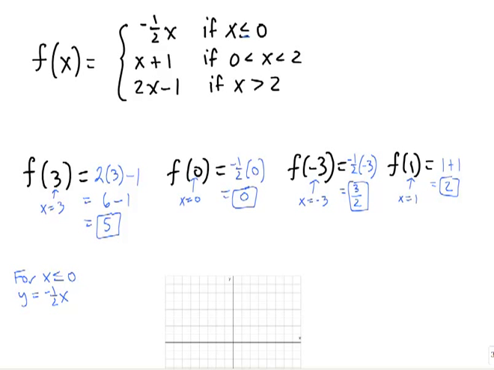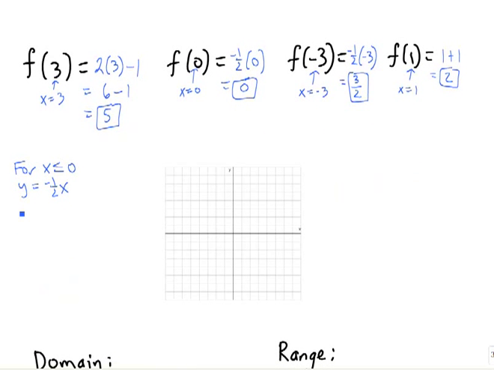So I am going to make a table for that rule. And in my table, I want to make sure that I use this 0. And then for my next x, I want to make sure that I pick an x that's less than or equal to 0. So that would be something negative, like negative 1. Okay? And I'm going to substitute those in to the rule negative 1/2 x. So if we plug 0 into that, negative 1/2 times 0 stays 0. If I plug in negative 1, negative 1/2 times negative 1 becomes positive 1/2.